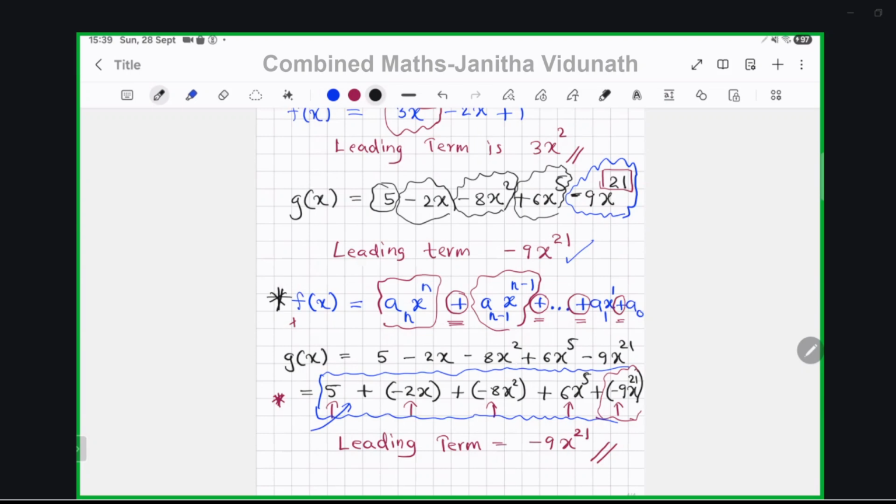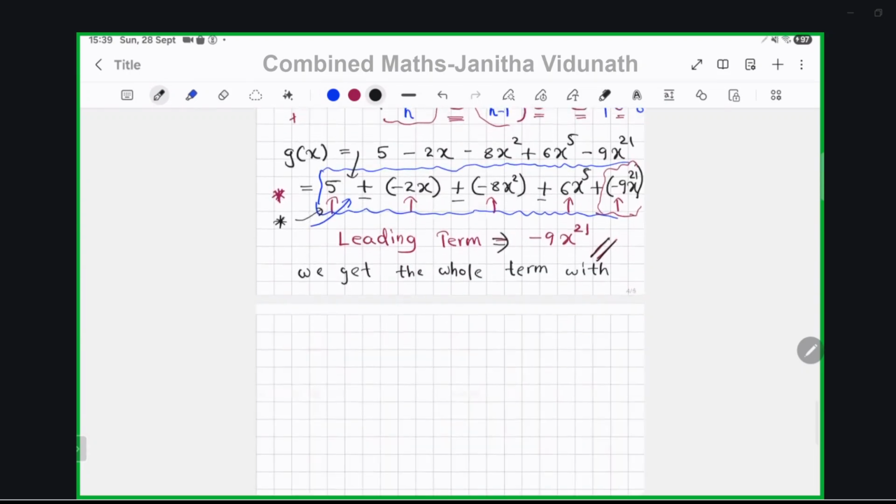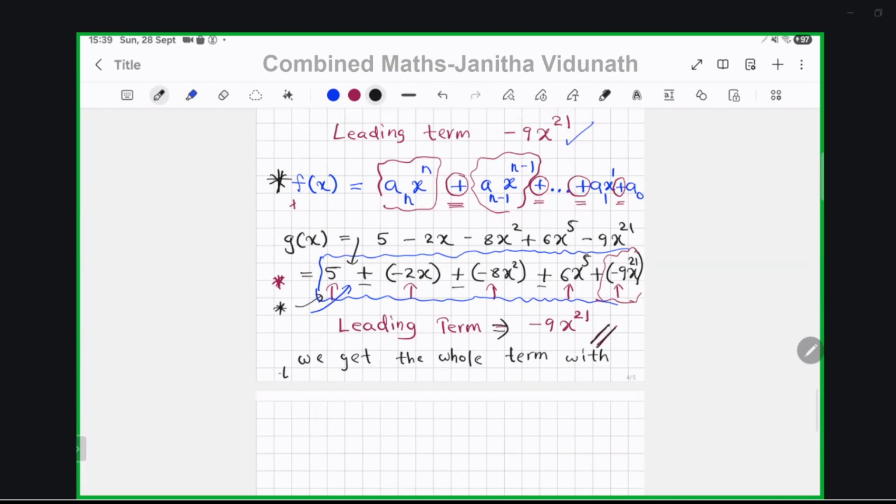Likewise, keep this in mind, and we do not need to rewrite it by separating each term with a plus sign. This can be in our mind. We only need to give the answer: the leading term is minus 9 times x to the power 21. That means we take the whole term with the sign. We need to keep that in mind.